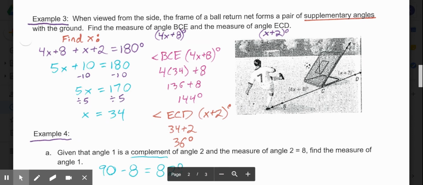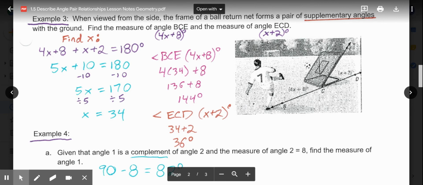Now on to page 2. Example 3 is applying the idea of supplementary angles to this diagram. When viewed from a side, the frame of the ball return net forms a pair of supplementary angles with the ground. Find the measures of angle BCE and the measure of angle ECD.